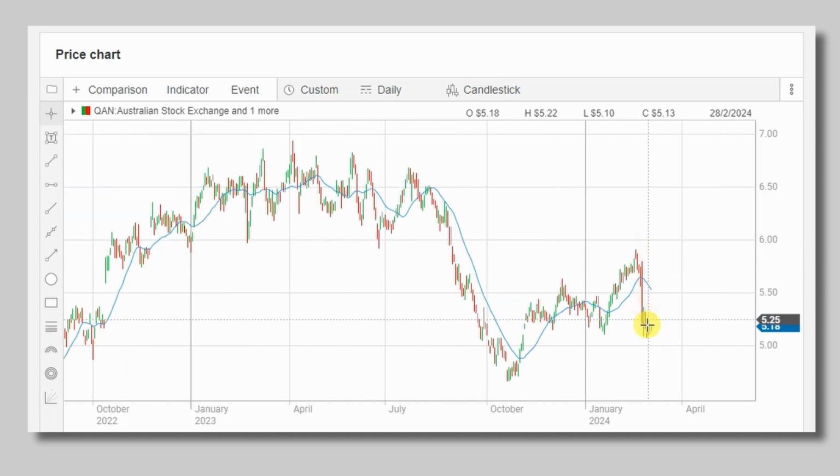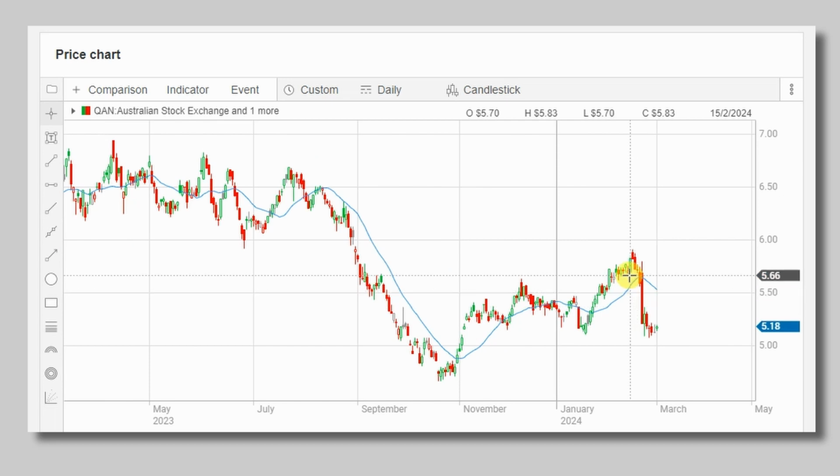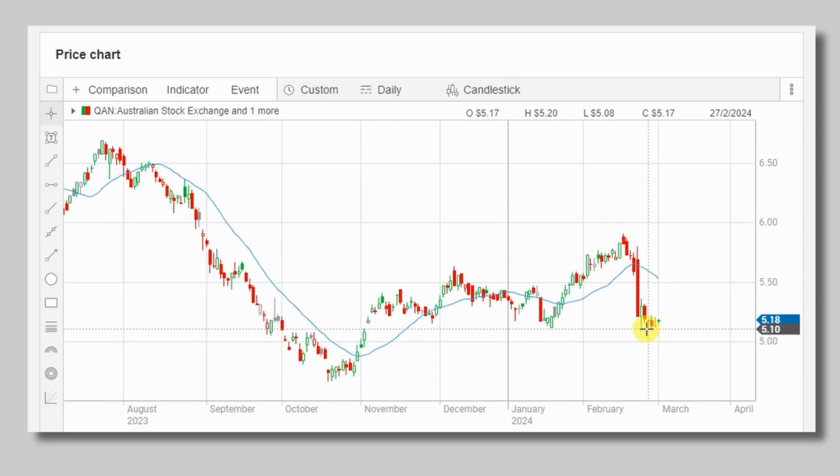So my expectation's still the same. There was a little bit of a sell-off due to some bad news because I think some of these pilots went on strike or something. That would have caused a little bit of a stir amongst the shareholders. It's still a good stock. I'd like to buy it around here, maybe $5.18, $5.